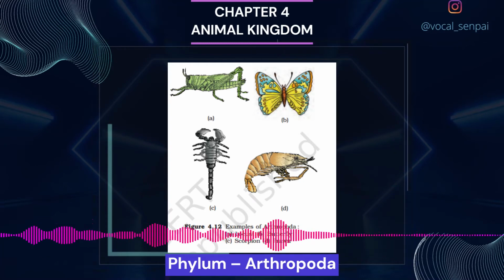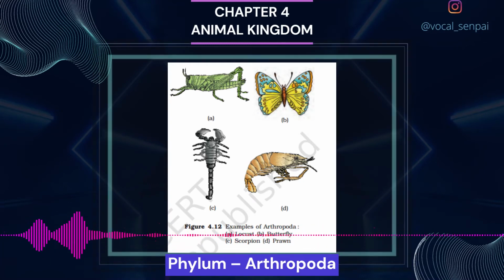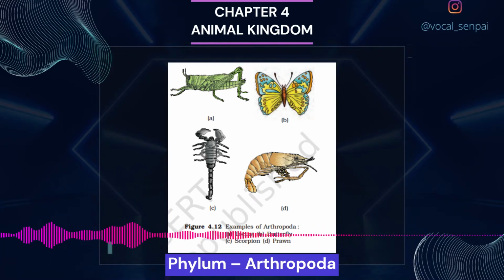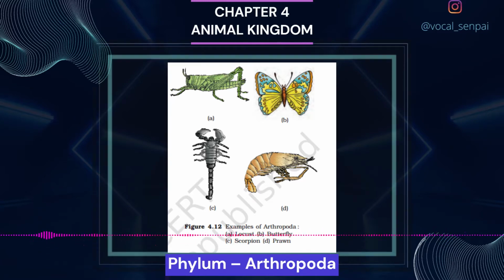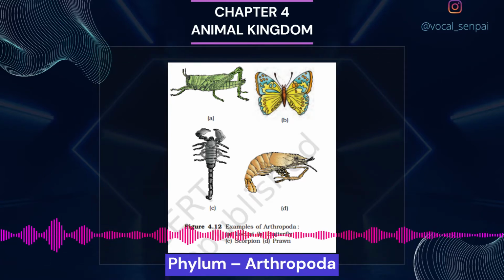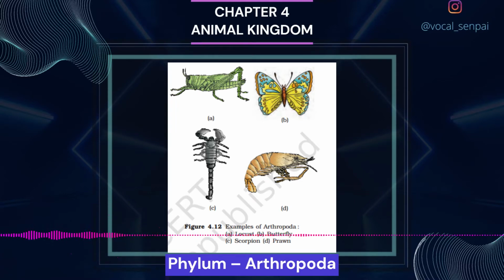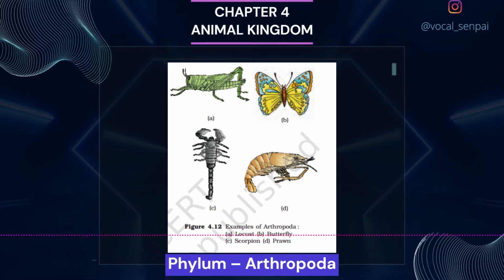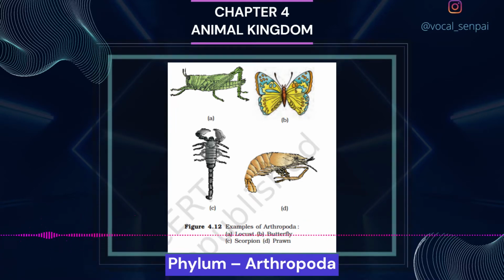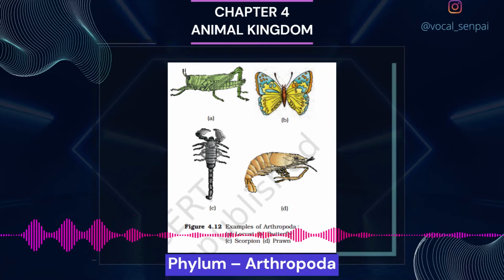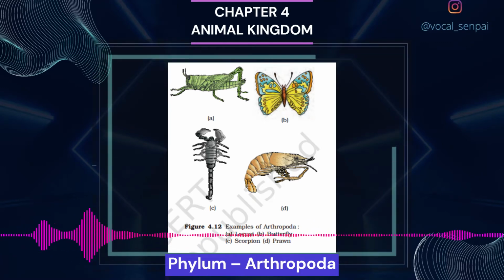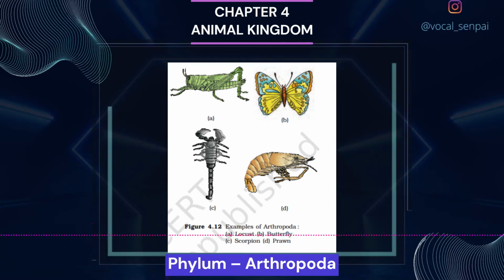They are bilaterally symmetrical, triploblastic, segmented and coelomate animals. The body of arthropods is covered by chitinous exoskeleton. The body consists of head, thorax and abdomen. They have jointed appendages, arthros, joint, pod, appendages. Respiratory organs are gills, book lungs or tracheal system. Circulatory system is of open type.